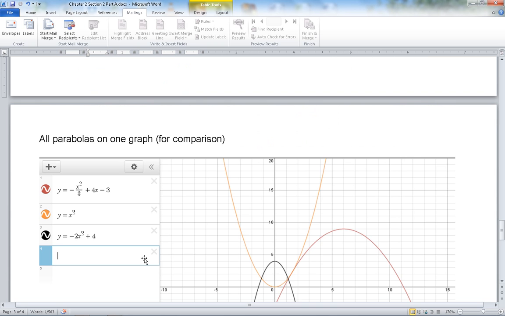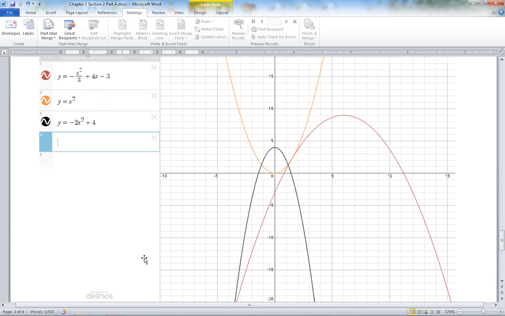Finally, I graphed all the equations on this one graph. So you can see the red is the last one we just did. The yellow one is the y equal x squared. That was the first one that we did. And then the black parabola, that's outlined in black there, that was the negative 2x squared plus 4 graph.